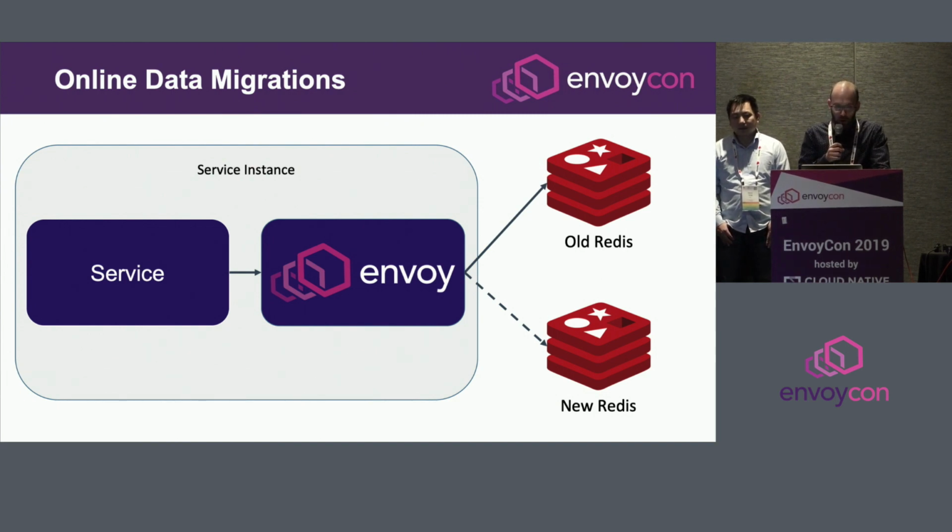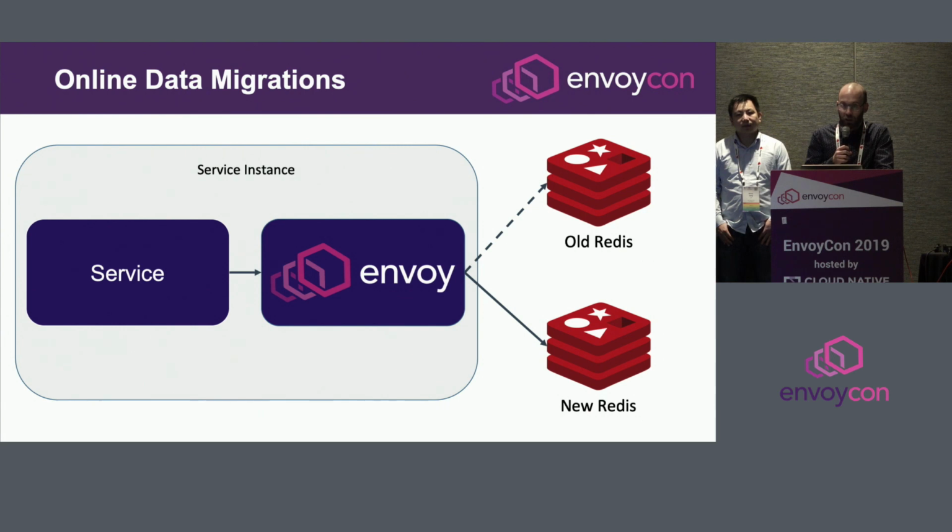Now, mirroring has one case where it won't work, and this is if you have data that doesn't have a TTL, like you're using Redis as a queue. So, there you need to do some sort of copying. So finally, you can essentially switch over traffic.